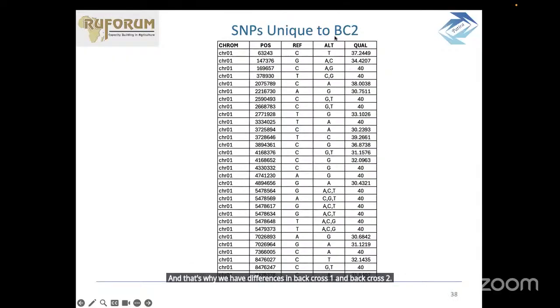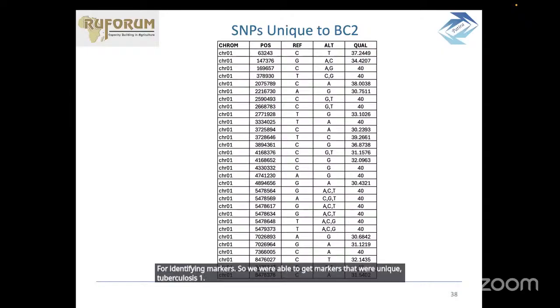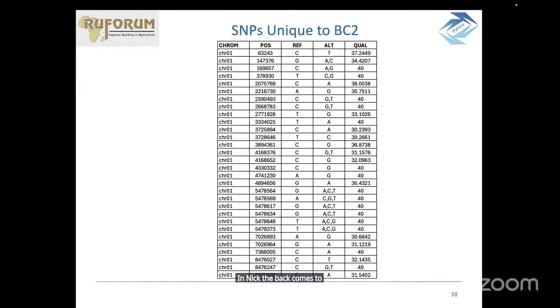This is for backcross 2. At this position, backcross 1 is the same as the reference genome. But with backcross 2, it's different, okay? And so forth. So this is how you can use genomics for identifying markers. So we were able to get markers that were unique to backcross 1 and unique to backcross 2, okay?